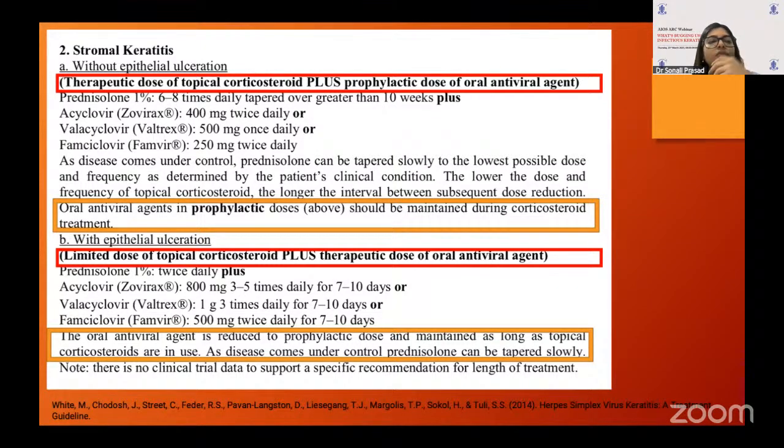they recommended that for stromal keratitis, a therapeutic dose of corticosteroids along with a prophylactic dose, that is 400 mg BD of tab acivir, should be given without epithelial ulceration. Whenever there is an epithelial ulceration, a judicious, safer, decreased use of topical steroid should be done. A limited use of topical steroid should be done along with a therapeutic dose of oral antiviral.